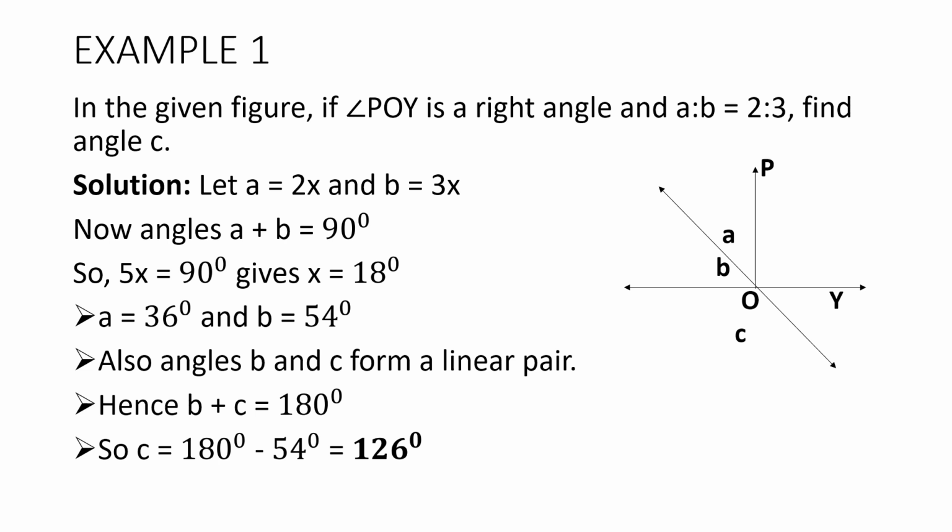So, when you put x equal to 18 degree, you get A equal to 36 degree and B is equal to 54 degree. Now, from the figure it is clear that angles B and C form a linear pair. Correct? So, their total measure will also be 180 degree. So, B plus C is 180 degree. So what is angle C? 180 degree minus B, which is 126 degree.